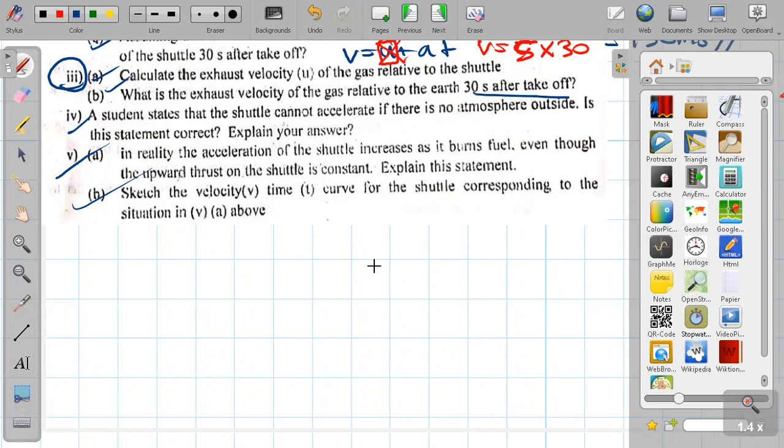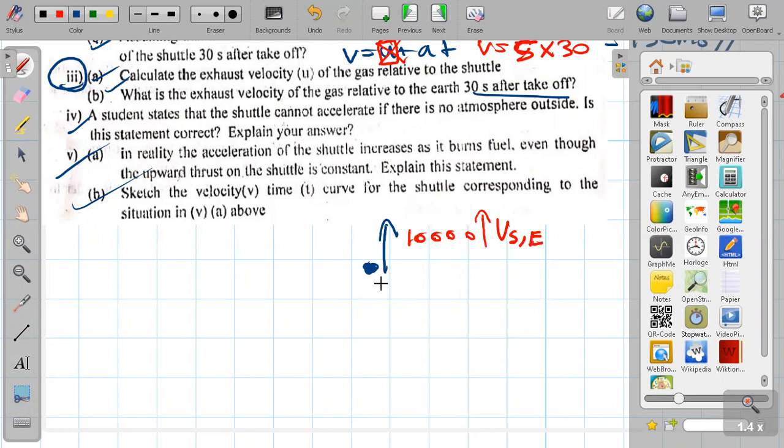Now the shuttle is moving upward. Listen carefully. Now the shuttle is moving upward with the velocity of 10,000. So what is this? Velocity of shuttle relative to the earth upwards.